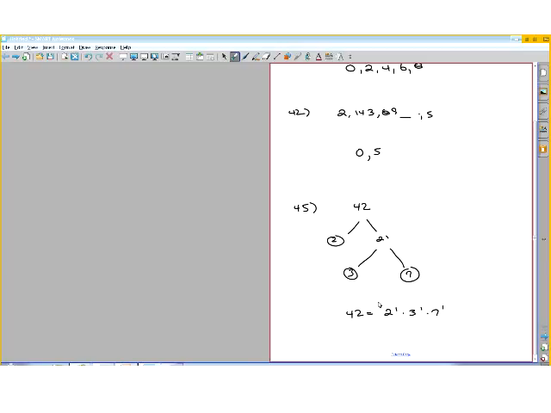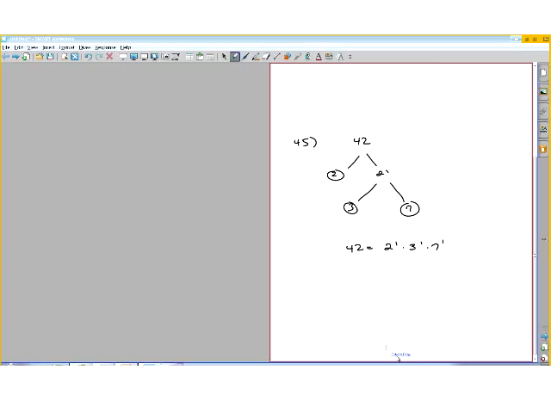Now what we do is we take each exponent, which is 1, and we add 1 to each. So we get 1 plus 1 equals 2 from this exponent. From the second exponent, we do the same thing. 1 plus 1 is equal to 2. And the third one is 1 plus 1 is equal to 2. And then we multiply these together, which would be 2 times 2 times 2, which is 8. So that says that there are 8 divisors of 42.